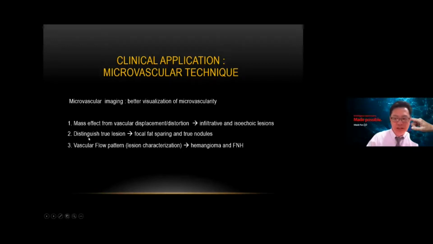And the second one is to distinguish between true lesion and pseudo lesion. Especially in the liver, we deal with focal fat sparing, which is always hypoechoic. So it sometimes comes as a nodular type, so it's difficult. SMI can play a role in this entity as well, in my experience. And also we can use vascular pattern, flow pattern to maybe help distinguish some specific ones like hemangioma and FNH. I will show you some clinical cases to help understand this.